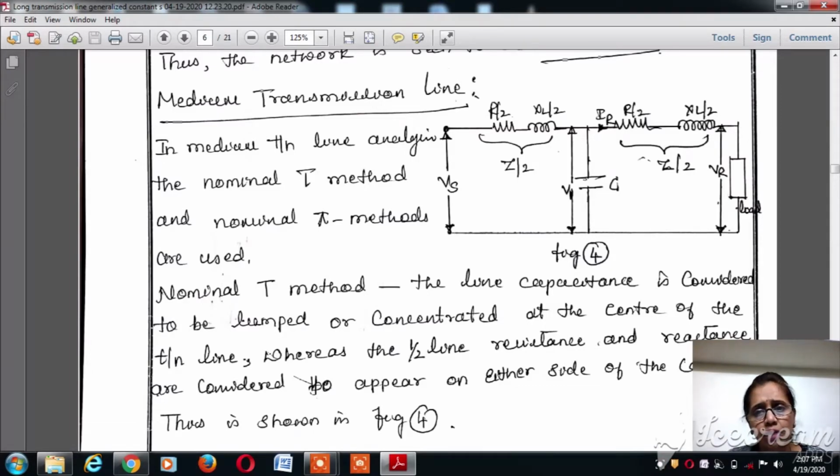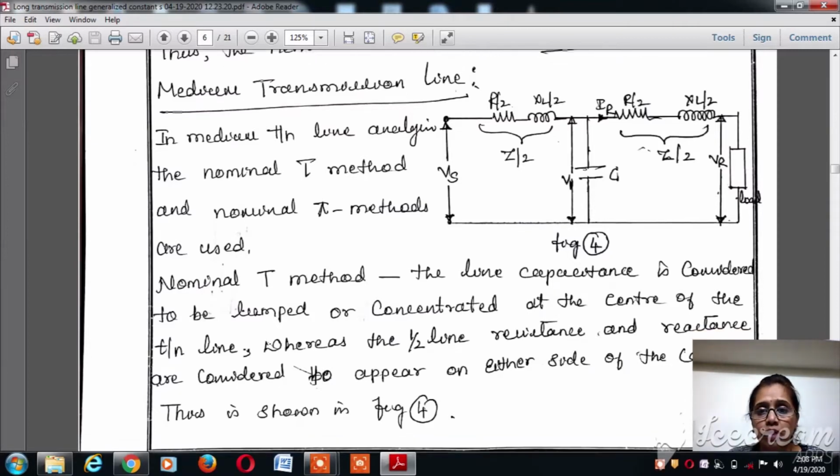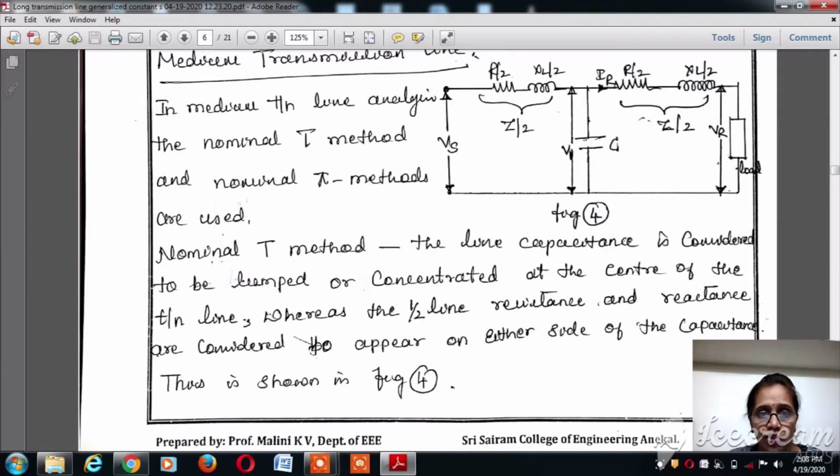Let us take the first one, where the capacitance is considered to exist at the center of the transmission line, or it is lumped or concentrated at the center of the transmission line, where the impedance is considered to be halved into two sides of the capacitance. The figure shows the equivalent diagram of the medium transmission line with the nominal T network representation.